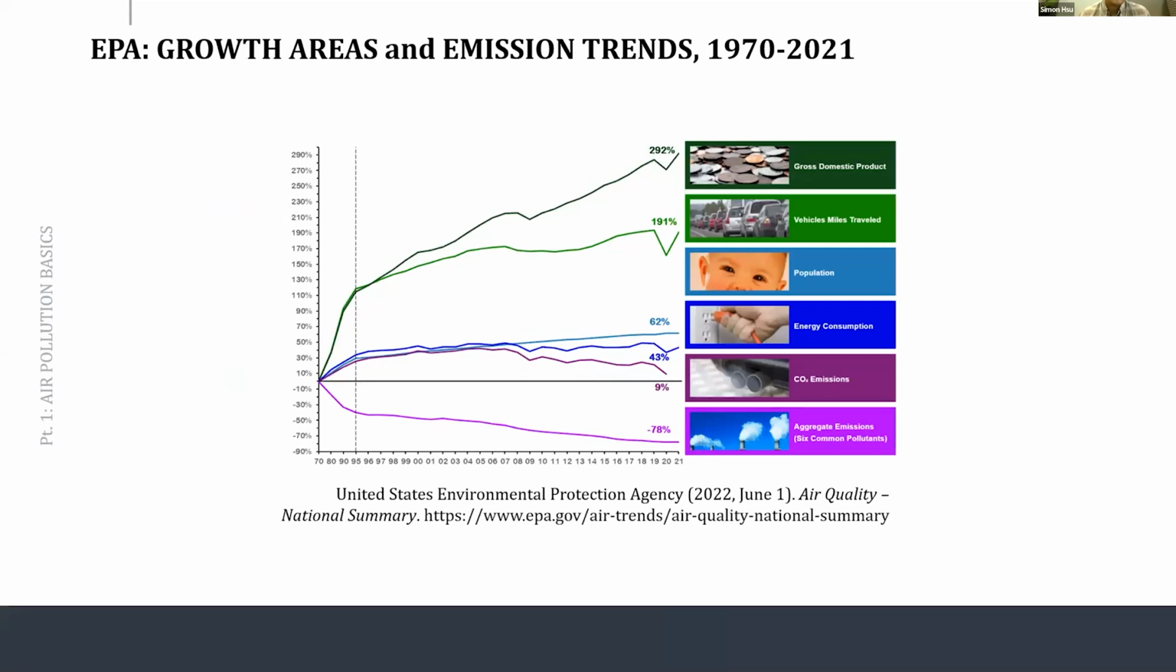So this is data from the EPA website showing growth areas and emission trends from the time the Clean Air Act was established in 1970 to 2022. And I think the main take home here is that while things like GDP, vehicle miles traveled, population, and energy consumption have risen, as a result of regulations and policies, you can see carbon dioxide emissions as well as the aggregate emissions for the 6 most common pollutants have declined over this time.